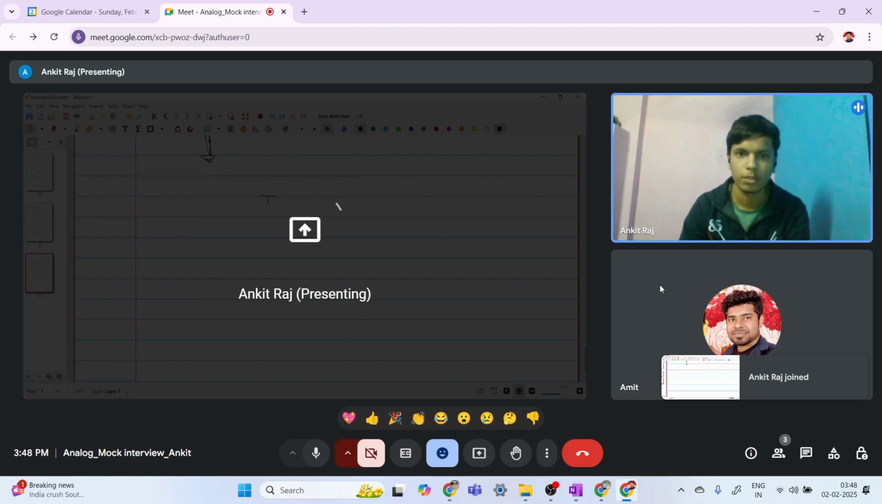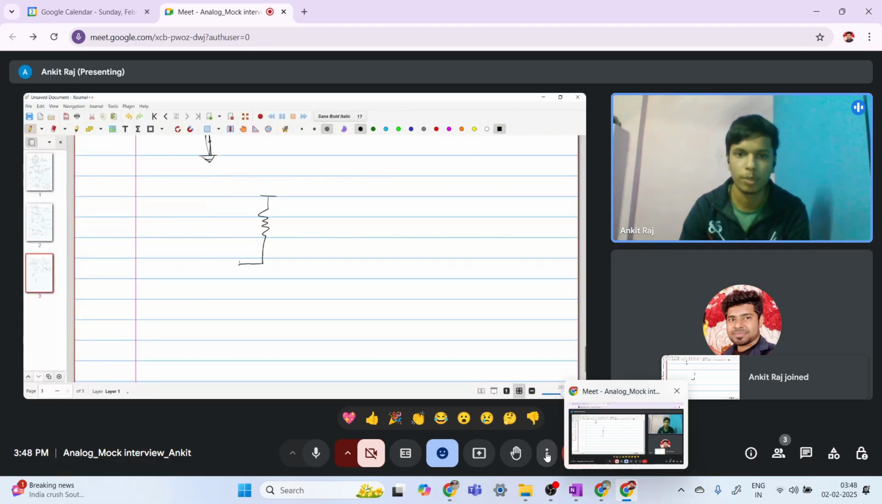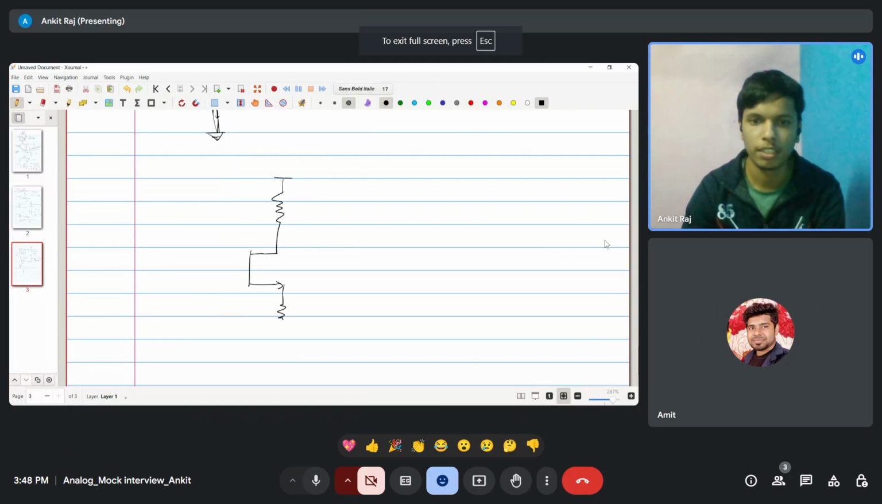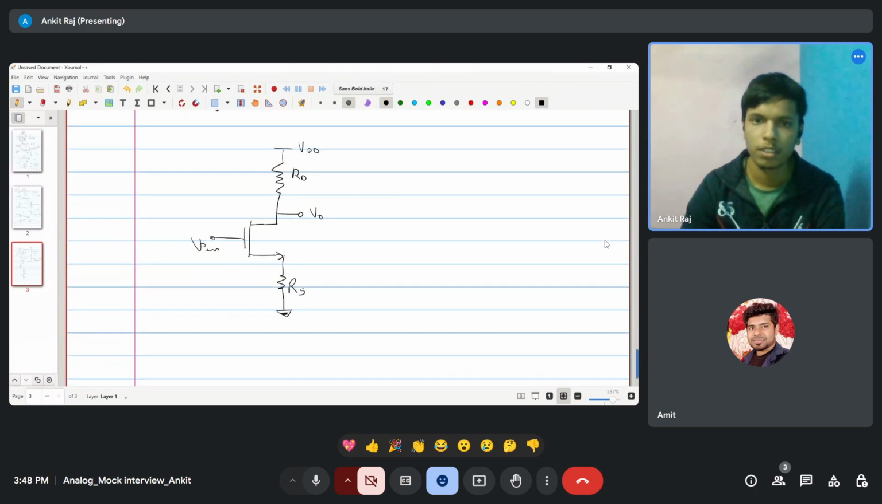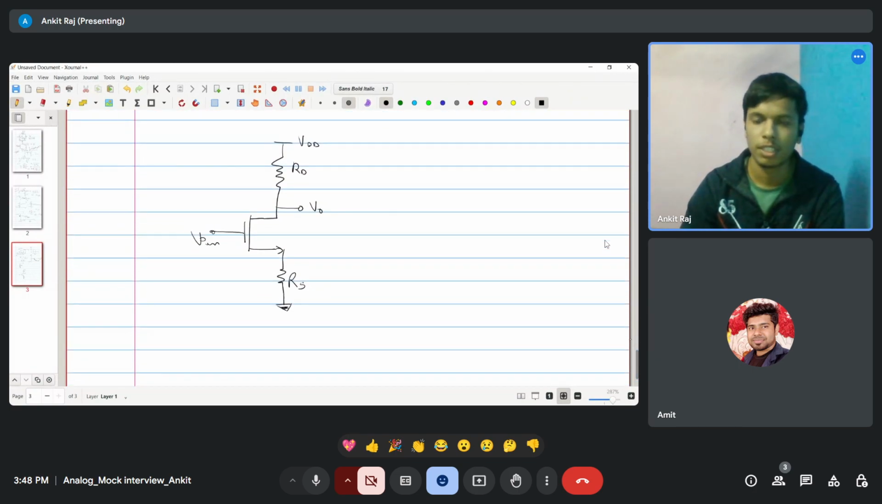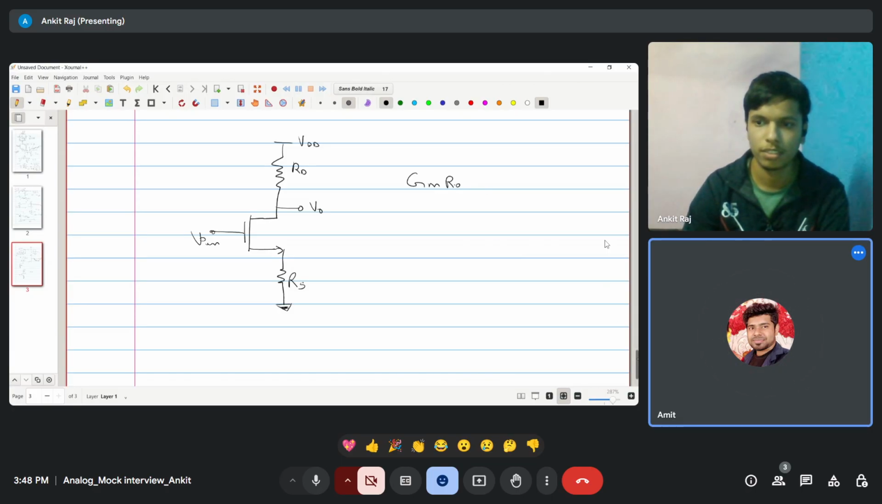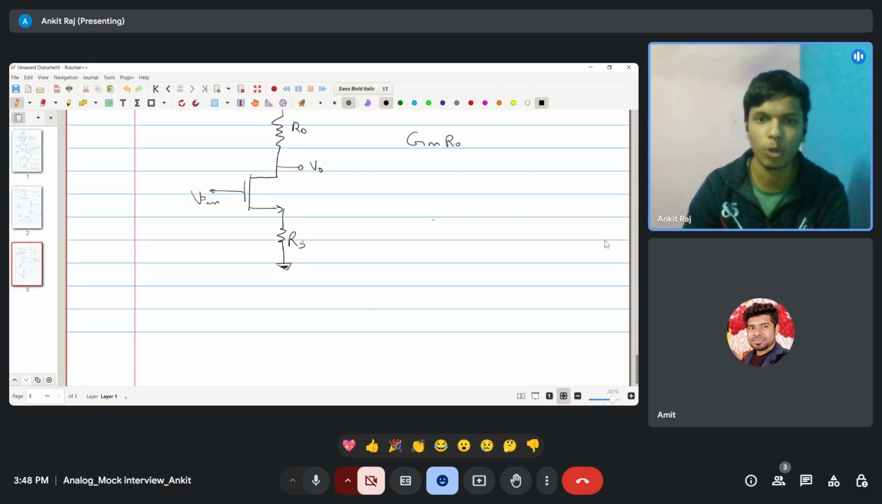Okay. So there is a MOSFET, and this is RS, RD, VDD, output, and this is Vin. So if I use Gm RD, Gm RD is not the way to solve the problem.